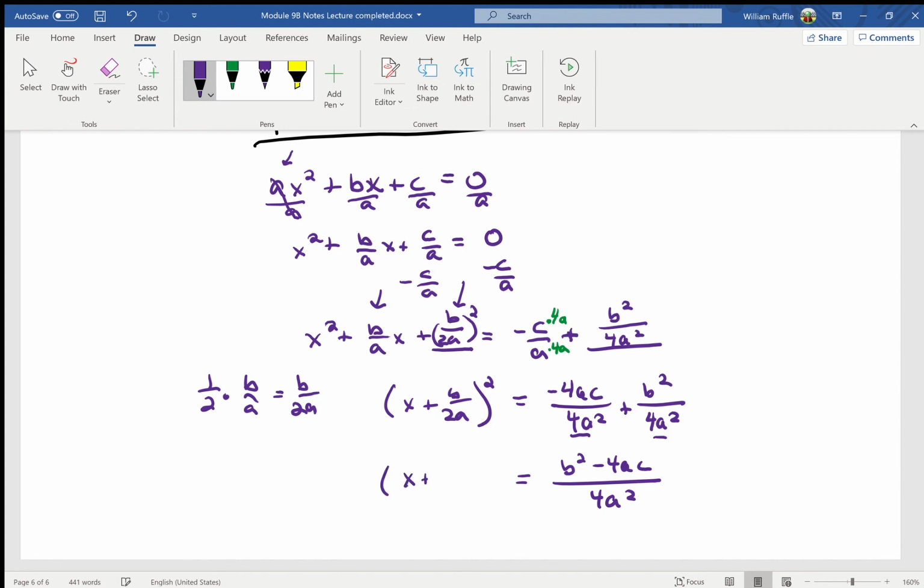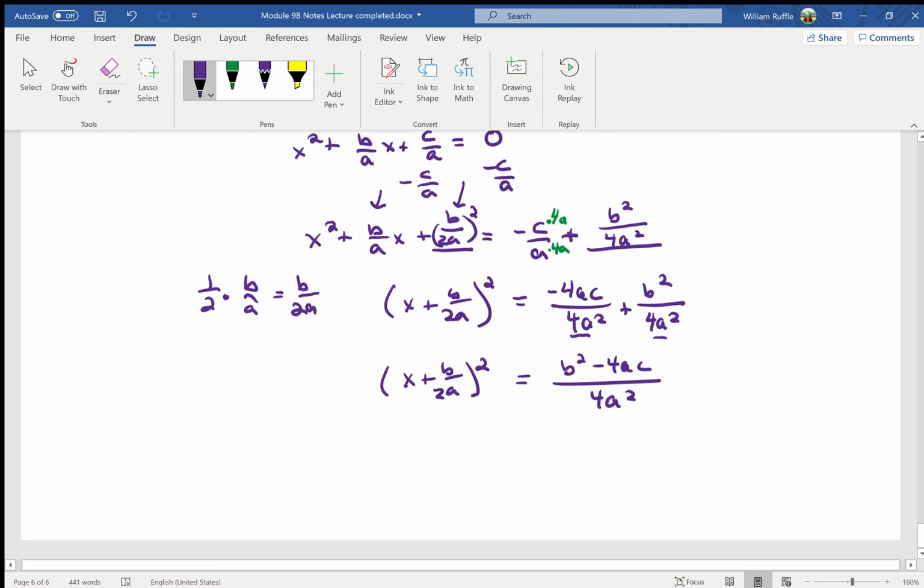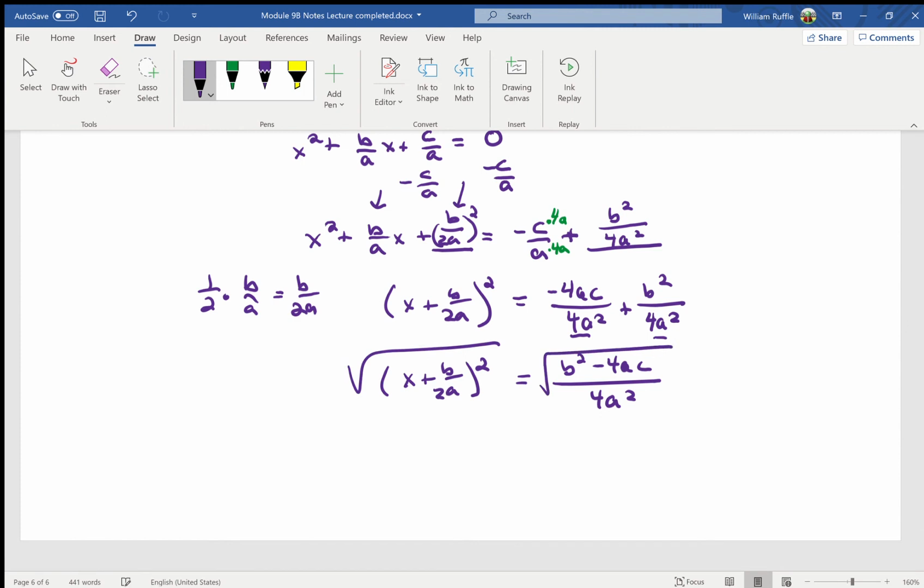Now it's still x plus b over 2a being squared here. Gonna need more space. So now I have to do the square root of each side. So I get x plus b over 2a equals plus or minus the square root of b squared minus 4ac all over, now I can do the square root at the bottom, so it's just 2a.